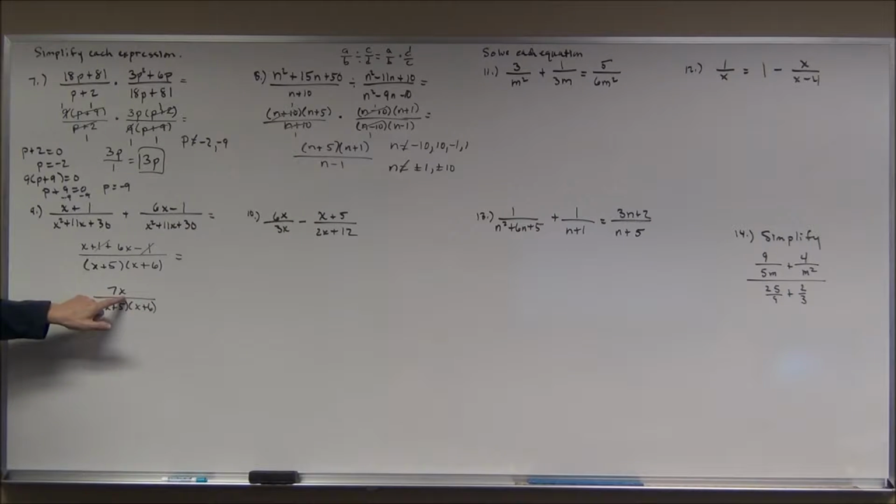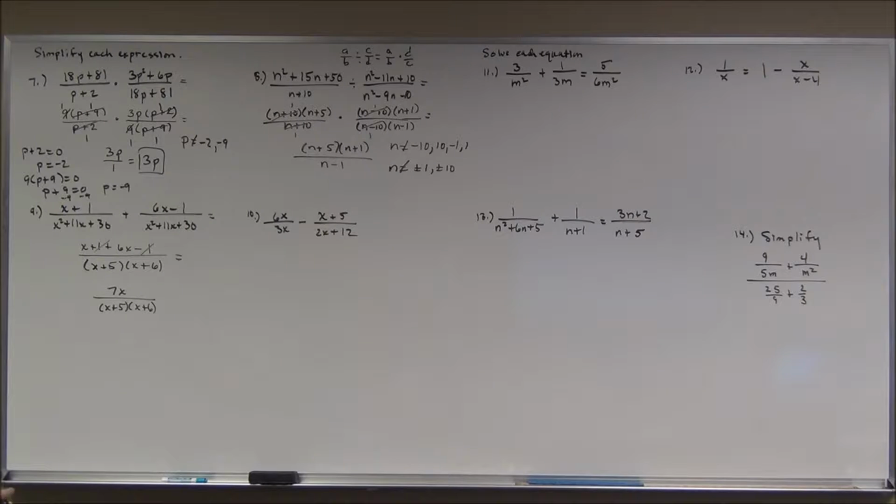You can't cancel this x with either one of these guys, because these guys aren't factors, they're terms within a factor. This guy's a factor, so is this guy. Nothing cancels top and bottom. That's as far as this goes. I do have restrictions here as well. X can't be negative 5 or negative 6.